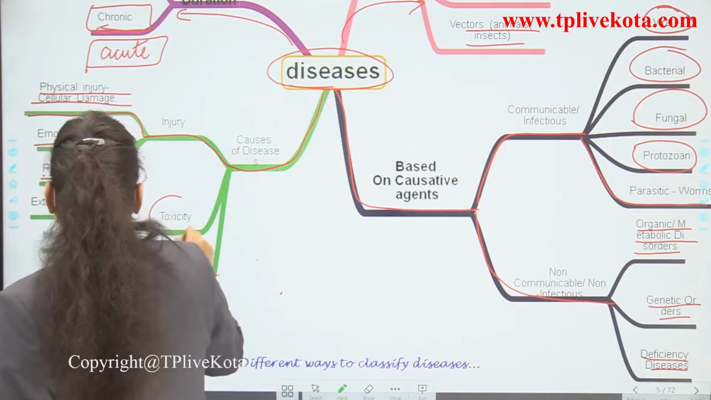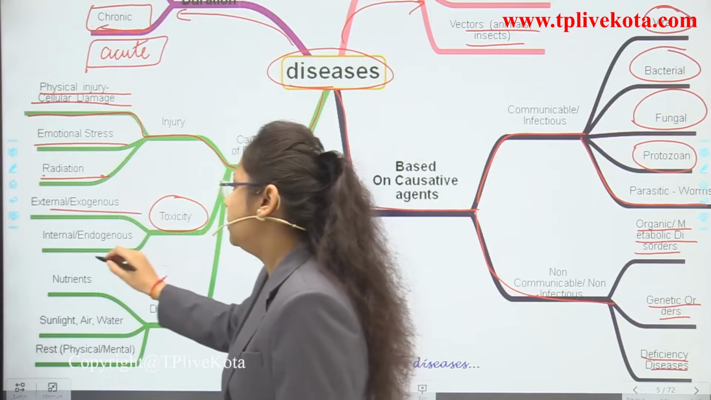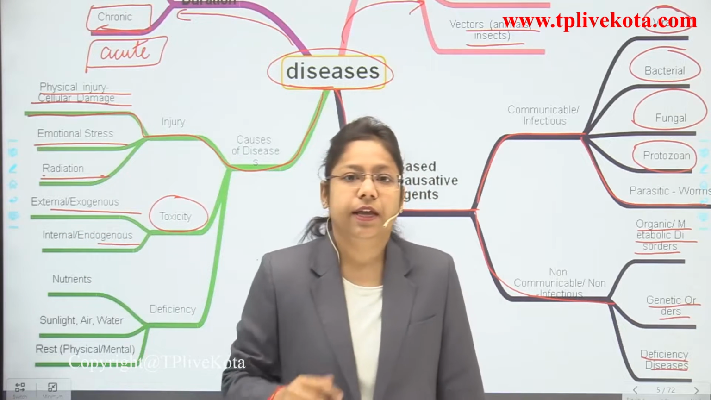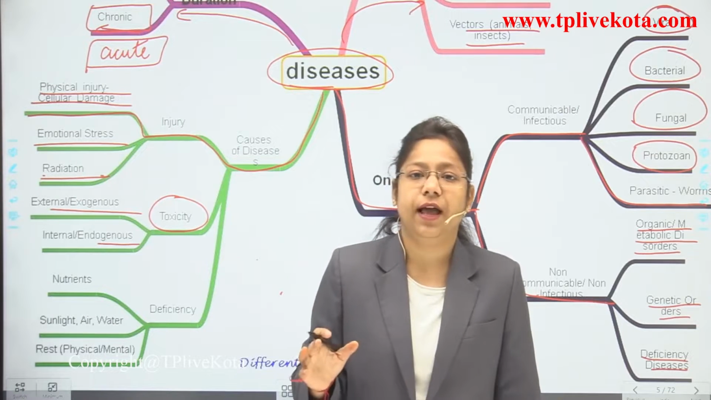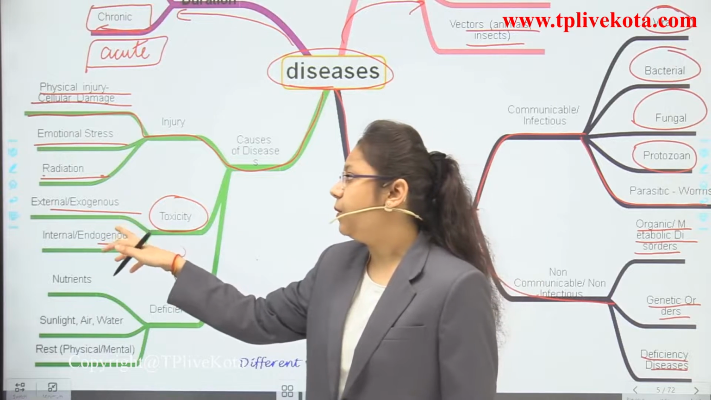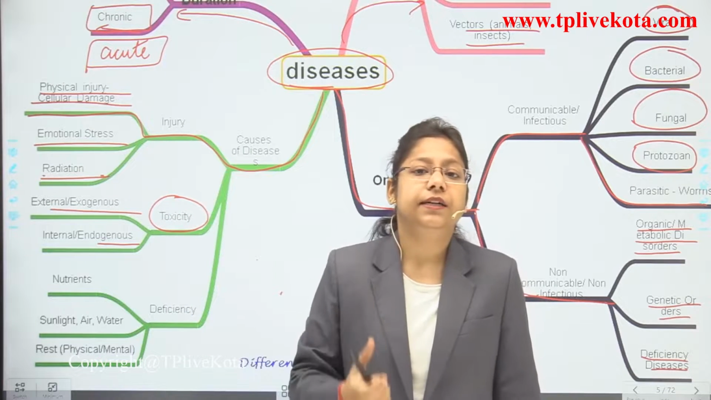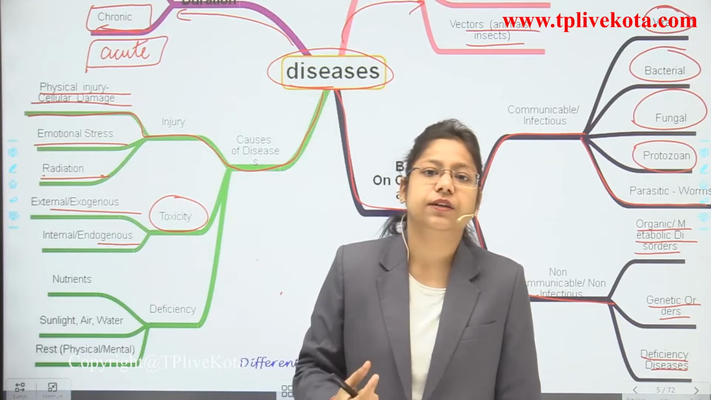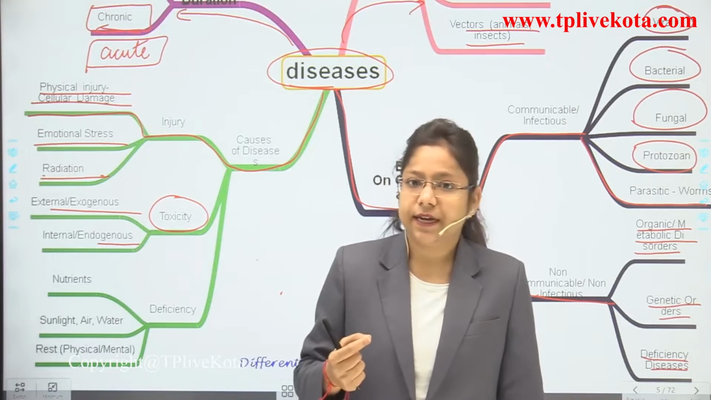Now, some diseases are caused by toxicity, either external, exogenous, or internal, endogenous. If the body is producing a large amount of toxins, then the person's body will get degraded. If we talk about external, exogenous toxicity, then if we are eating contaminated food or water or toxic material, we can get toxicity inside our body.